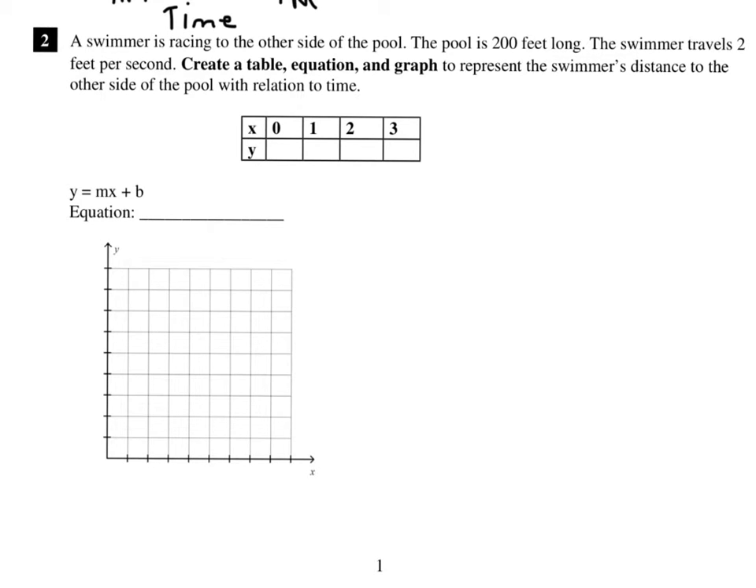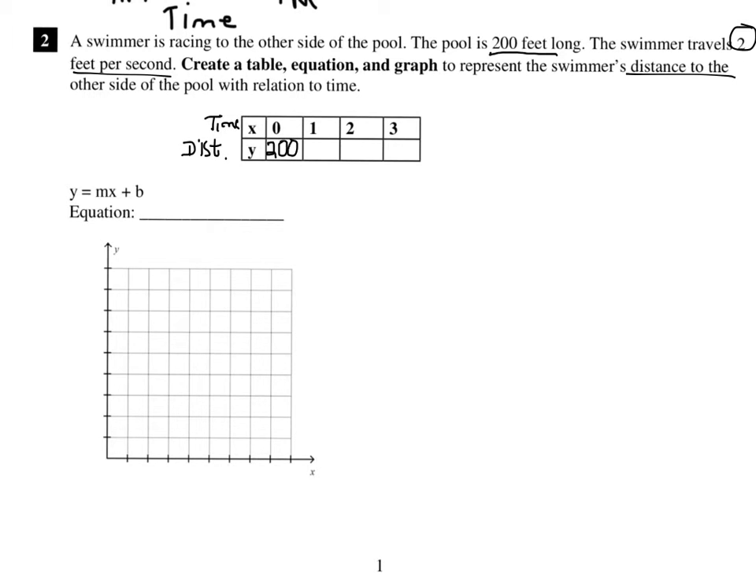This swimmer has to race to the other side of the pool, so he has a 200-foot long race. He goes 2 feet per second. So at the beginning of the race, before time has started, and we will have the distance to the other side be the y variable. Time is x, distance is y. So before time starts, he has the whole race ahead of him. He still has to swim 200 feet.